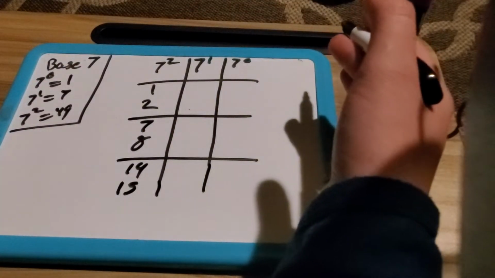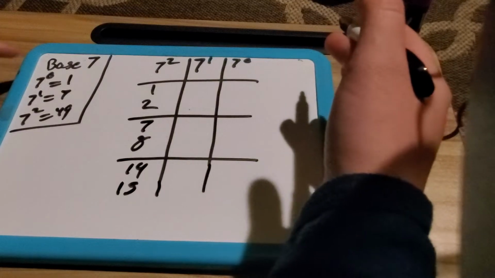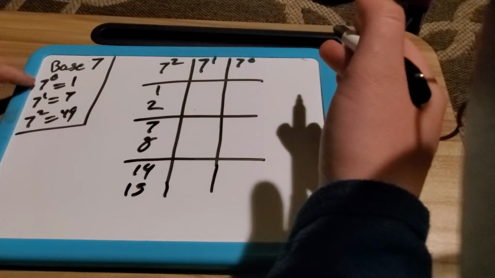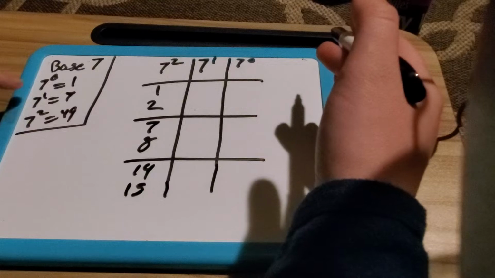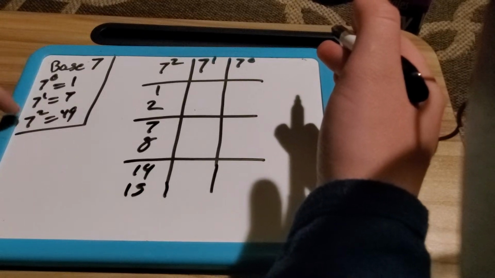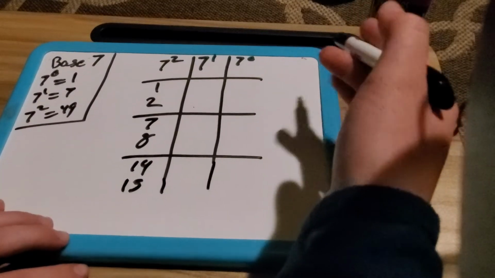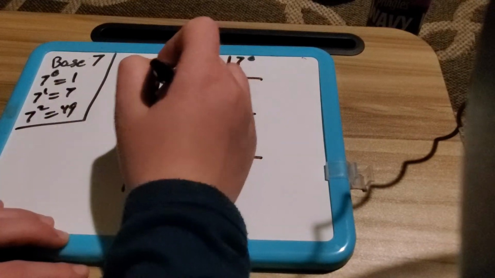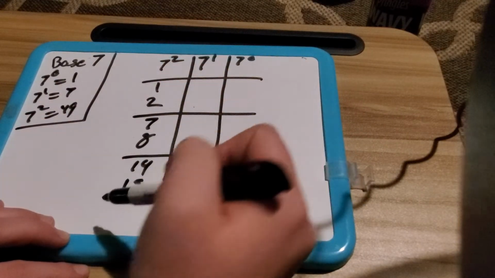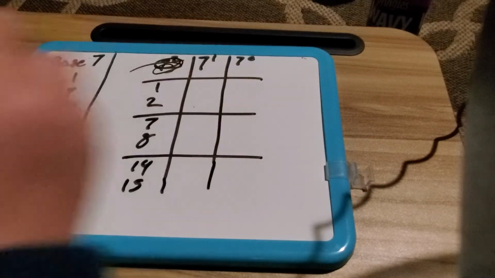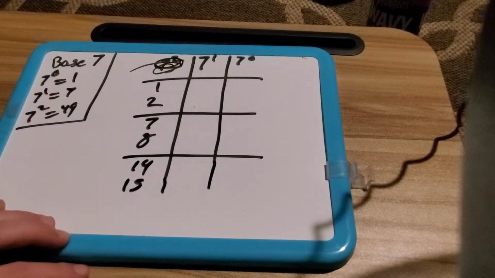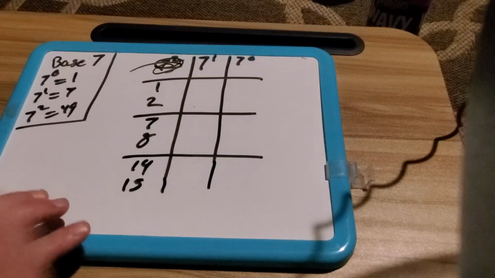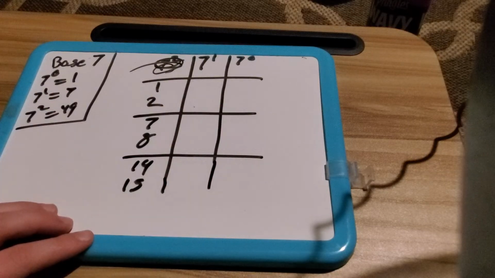So let's get started. So far, I already have base 7 set up. Let's remember what's in this corner. 7 to the 0 power equals 1, 7 to the 1 power equals 7, and 7 to the second power equals 49. Now as you see here, I already have it set up. Now I put the numbers in the 7 to the second power chart because we won't be using this column today because we don't have any numbers higher than 49 so far. So we'll start with 7 to the first power and 7 to the 0 power.